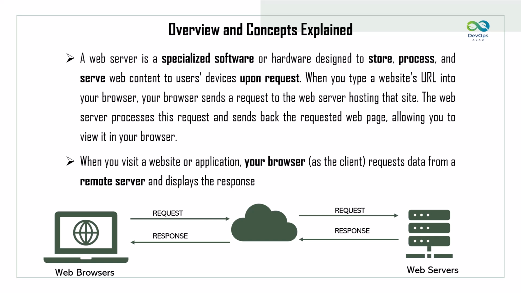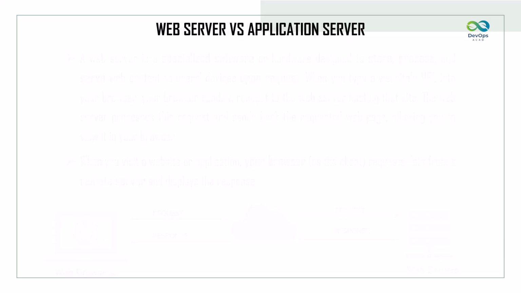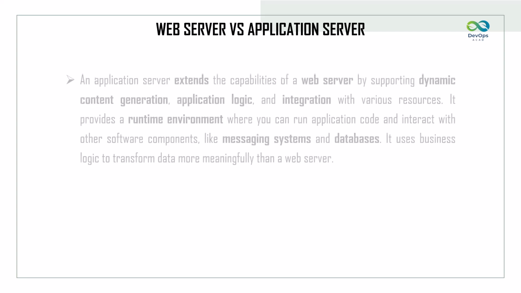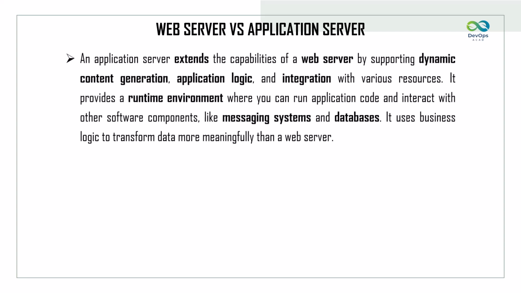Now let's move on and take a look at a web server and an application server. On the other hand, an application server extends the capabilities of a web server by supporting dynamic content generation, application logic, and integration with various resources. Basically, what that means is that a web server would usually just serve the content that it has stored on it as is.